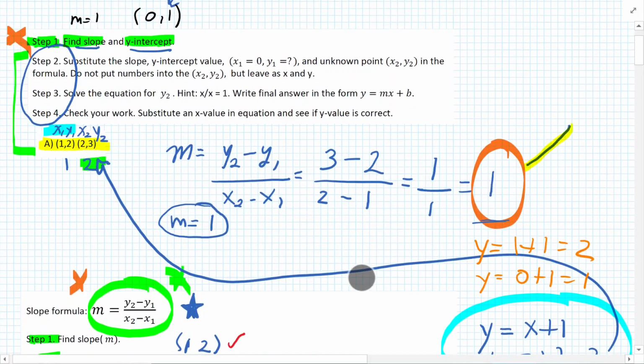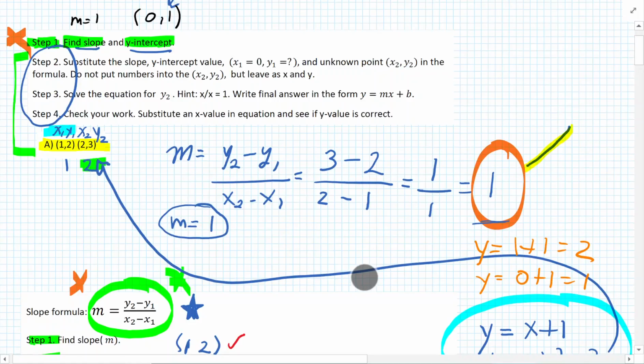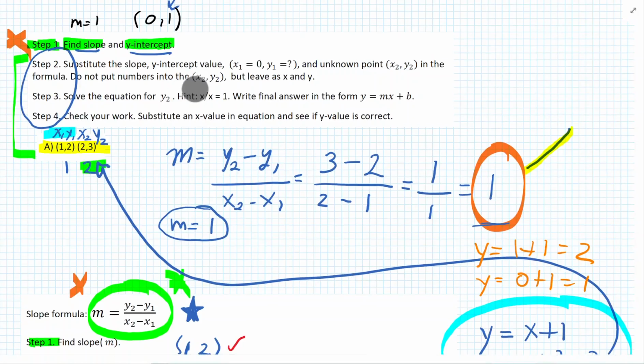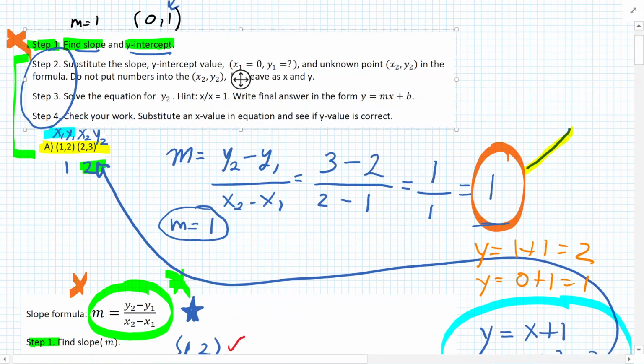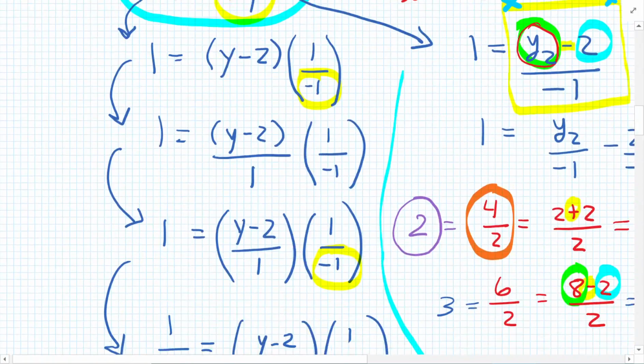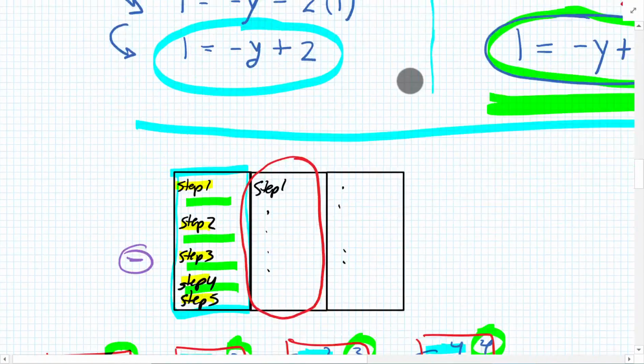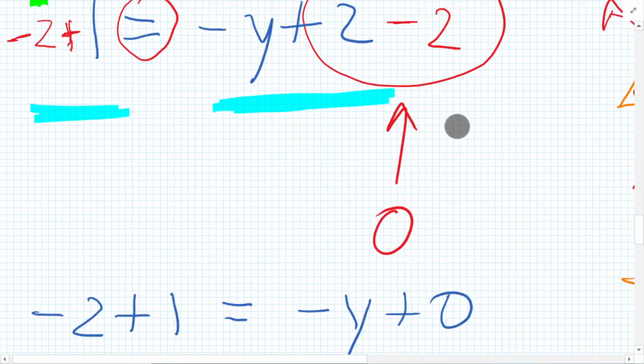Let's open up and do steps 2, 3, and 4. I need to copy this. And let's move it down to the bottom of the page, so I have some room to work.